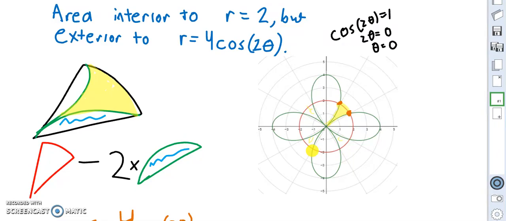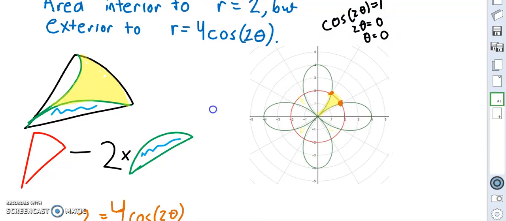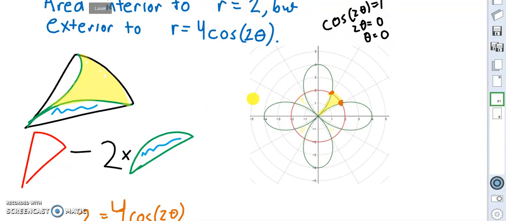So it's kind of a weird thing going on here. What I'm going to have to do is figure out where 4 cosine of 2 theta is also equal to negative 2. I can tell from the graph, because I graphed this, I cheated. This looks like a pi over 3, or maybe it's this angle, which I guess would be 4 pi over 3.